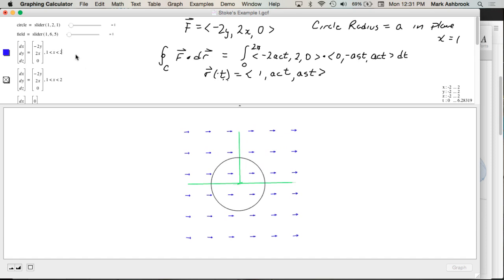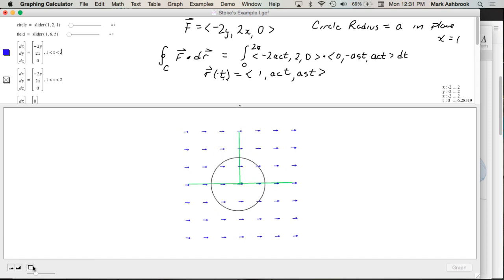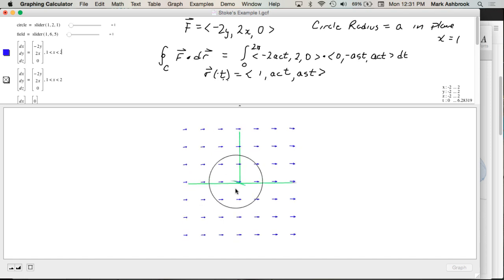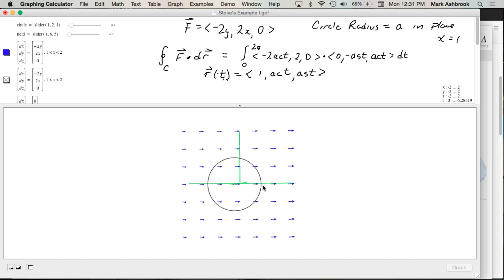I have a vote for negative. I have some votes for 0. You change your mind? Yeah. 0, right? By the symmetry of this, as we're going, we're going to have some negative contribution here. It looks like the exact same positive contribution in the second half, right? They cancel out. So we think that's going to be 0.